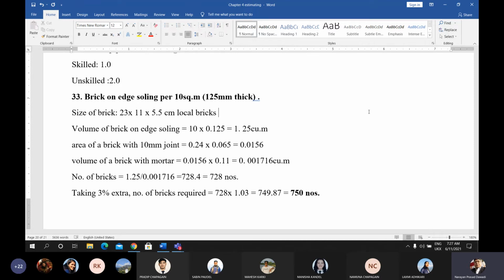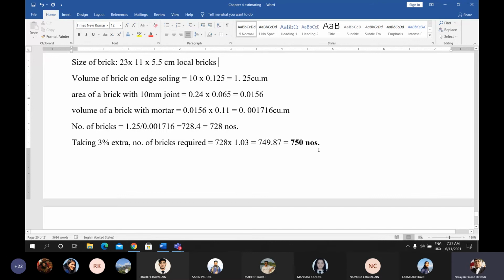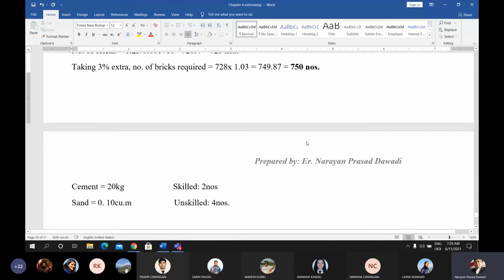Volume of brick with mortar will be the total area of the brick with 10 mm joint and the width of the brick, which gives the volume of brick with mortar. Now, number of bricks required is equal to 1.25, the total volume of brick soling, divided by volume of a brick with mortar. You will get the value of 728.4, which is 728 numbers. Now, taking 3% extra, number of bricks required will be 728 into 1.03. You will get 749.87, that is 750 numbers. You need 750 bricks here.